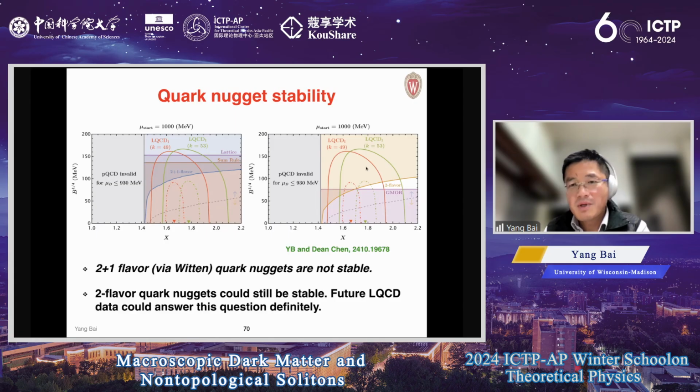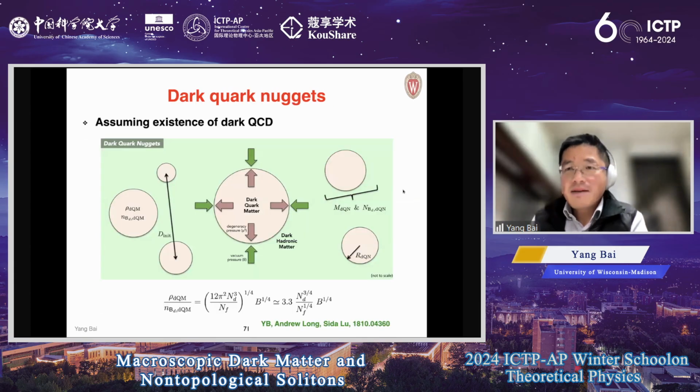This, in my opinion, is probably independent of dark matter. I find knowing the answer to this question super interesting and also important. Okay, so that is for quark nuggets in our QCD.